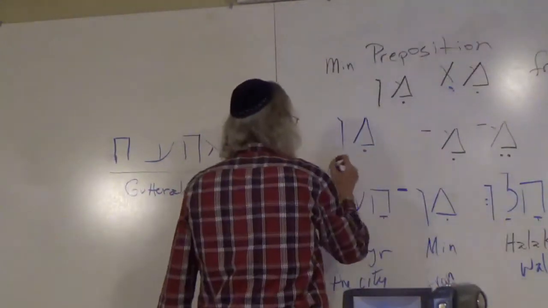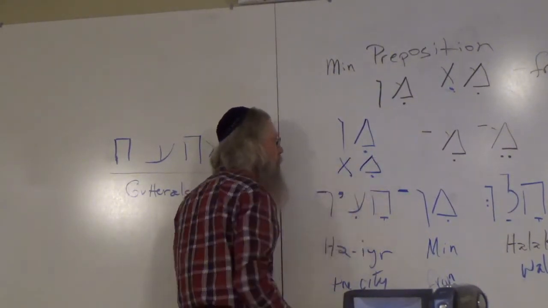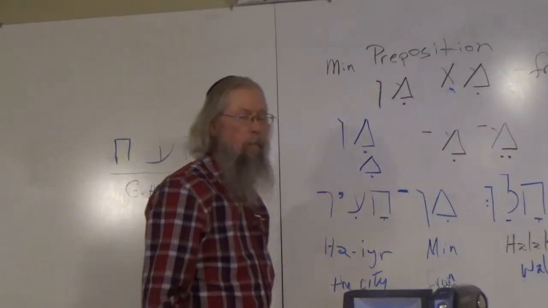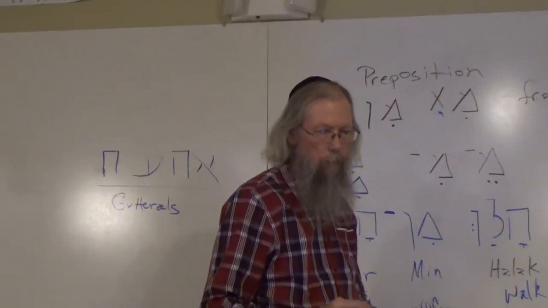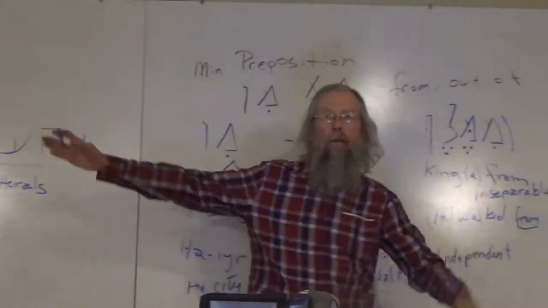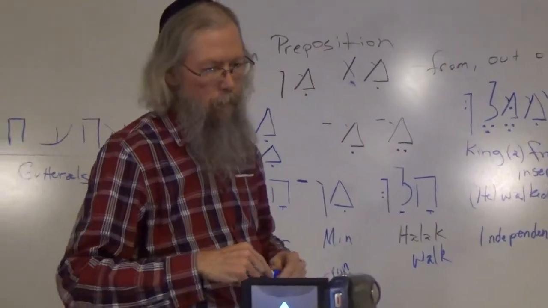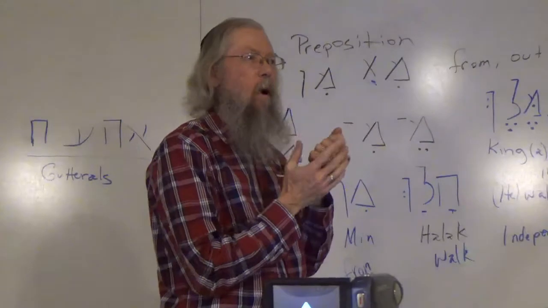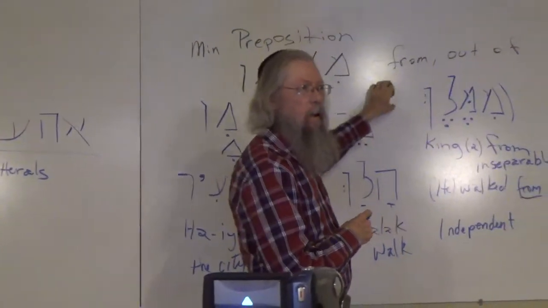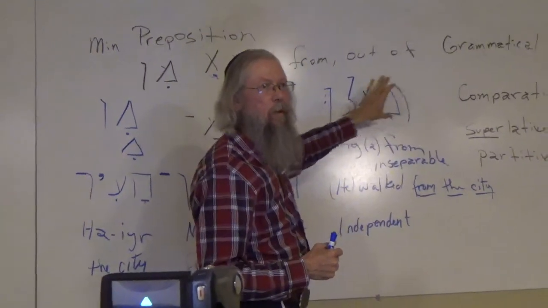Okay? It simply drops the nun sofit. So you go from this to this. When you drop the nun sofit, then the next letter takes the dagesh, unless it's a guttural. If it's able to take a dagesh, it'll take the dagesh. So now you see why you see so many dageshes in the Hebrew, because it's telling you that this letter is going to harden because you have a prefix to it or something to that effect.